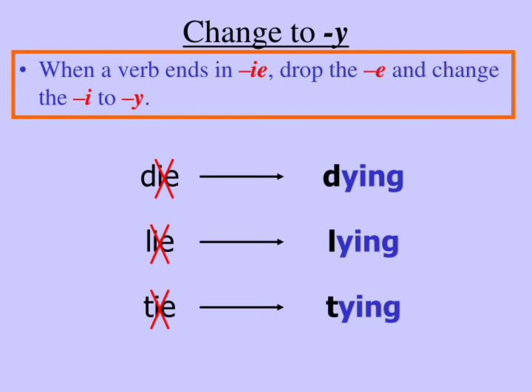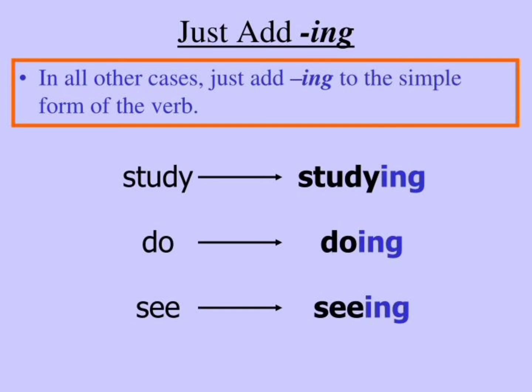In these three examples, you can see this word ends with IE. Just drop the E and change the I to Y. In all other cases, just add ing to the simple form of the verb. For example, study, studying, do, doing, see, seeing. So I hope you have understood how you can add ing to the base form or the present form of the main verb.